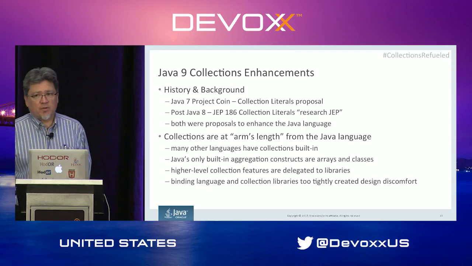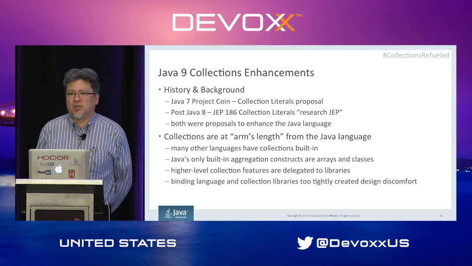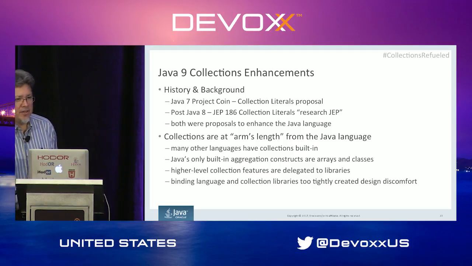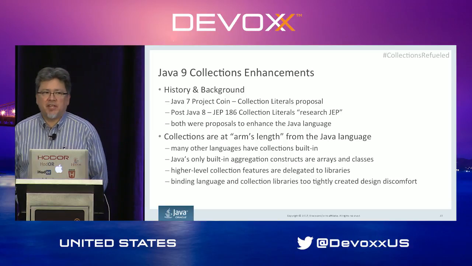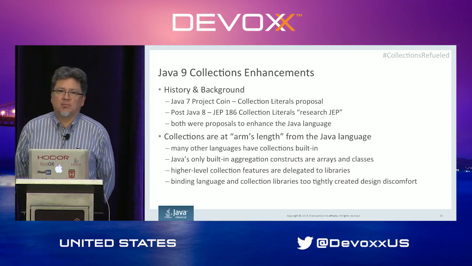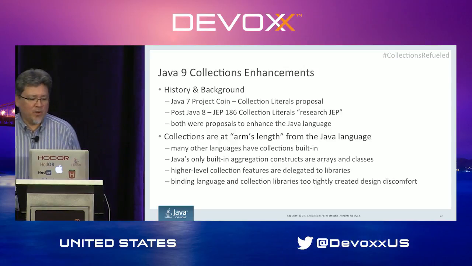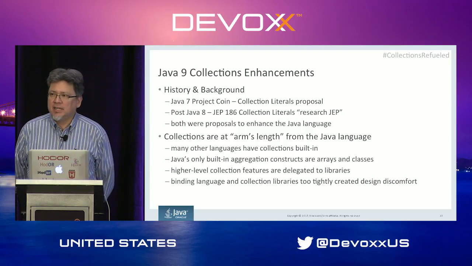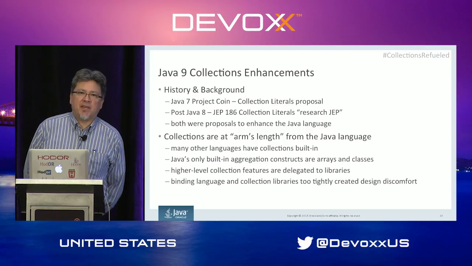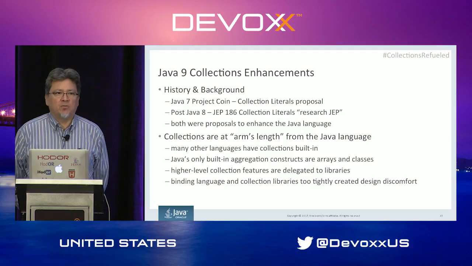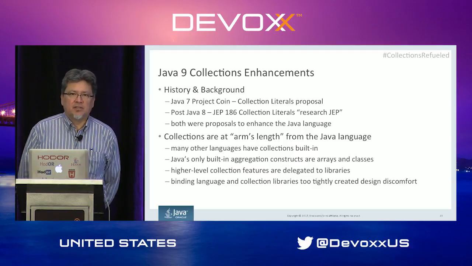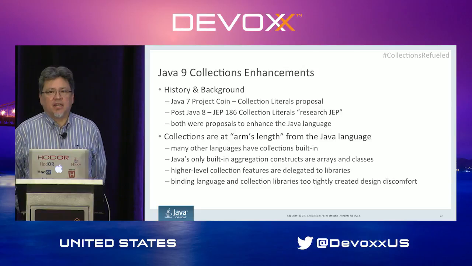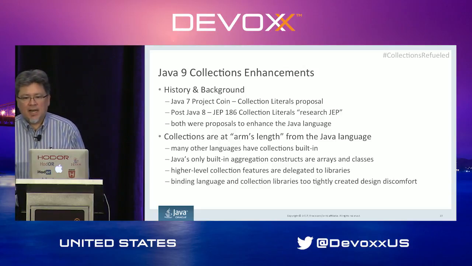There have been a couple of efforts over the years in Java to add collection literals, and these have always been proposed as language enhancements. In Java 7, there was Project Coin, and one of the proposals that was entertained was to add collection literals, and some proposals were floated around, but that never went anywhere. After Java 8, there was a JEP, JDK enhancement proposal. It was a little odd. It was a research JEP, but basically the idea was to scope out what was required to add collection literals to the language. And the result of that was a decision that we would not add collection literals to the language.